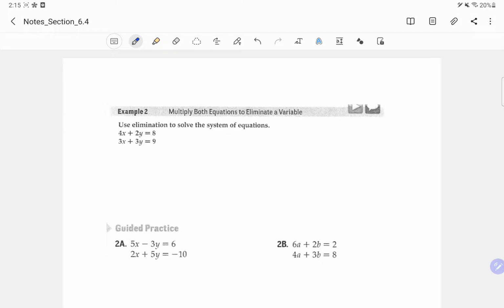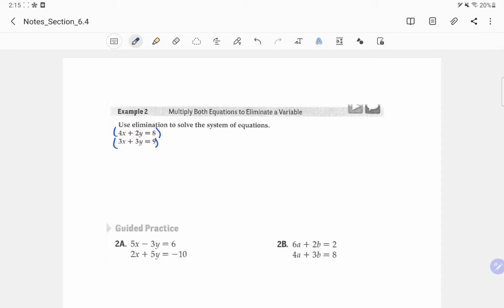So what you need to do is both equations are going to get multiplied by something so that you can make them the same. It doesn't matter which variable in these cases that you go to eliminate. Just pick one and it'll go away. Okay, so in this case, I'm going to eliminate y.